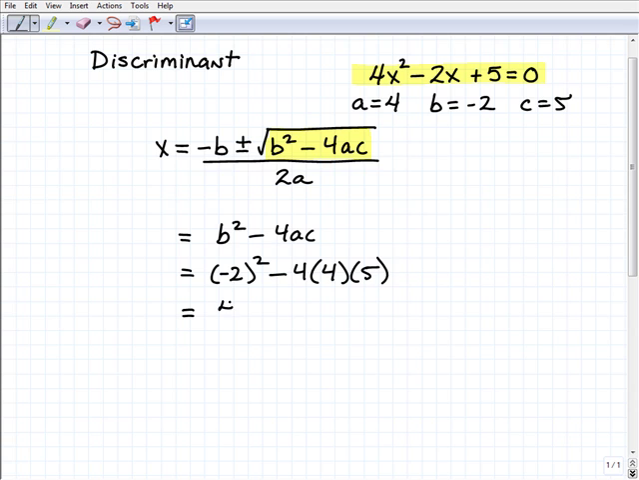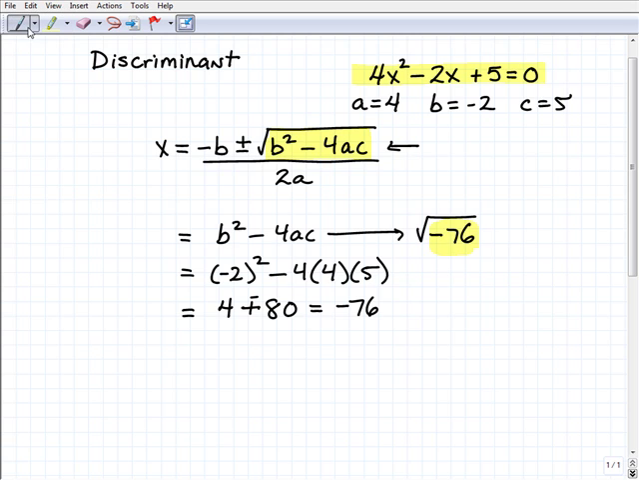Negative 2 squared is positive 4, minus 4 times 5 is 20, 20 times 4 is 80. So when I do this, I'm going to get negative 76. So b squared minus 4ac in this case was equal to negative 76. Now think about that. If we were plowing through, working on our quadratic formula here, we would have to take the square root of negative 76, because all of this right here, this b squared minus 4ac, was equal to negative 76.